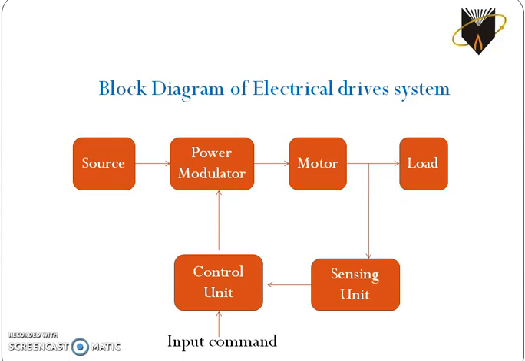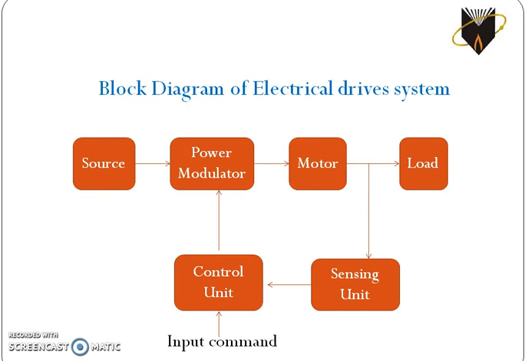What are the components we have in an electrical drive system? Source, power modulator, motor, load, control unit, sensing unit, and the input command given to the control unit. That is the reference part. Source is present. Source may be AC or DC with variable values.